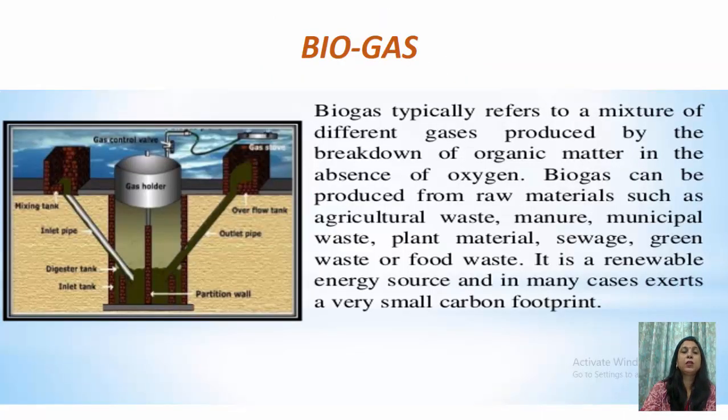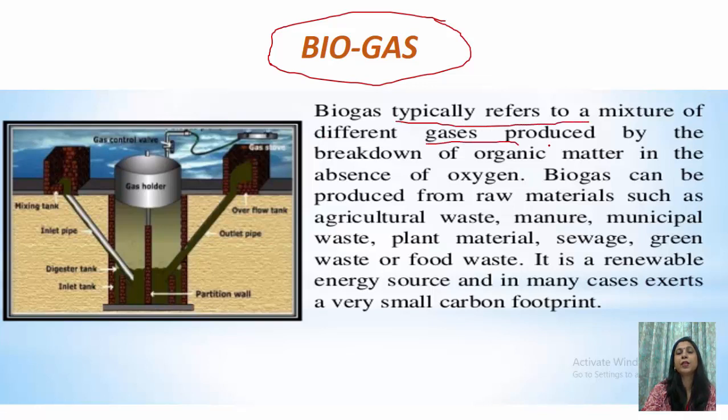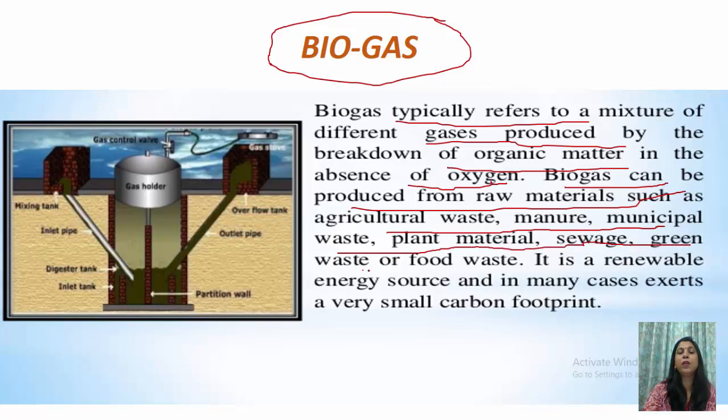Now, these waste, the organic waste especially, can be used to generate biogas, and the sewage can be used to generate sewage gas. Biogas typically refers to a mixture of different gases produced by the breakdown of organic matter in the absence of oxygen. Biogas can be produced from raw materials such as agricultural waste, manure, municipal waste, plant materials, sewage, green waste or food waste. It is a renewable energy source and in many cases it exerts a very small carbon footprint.